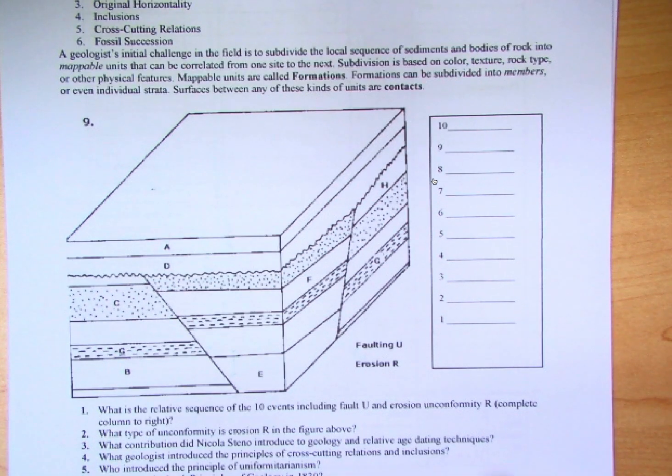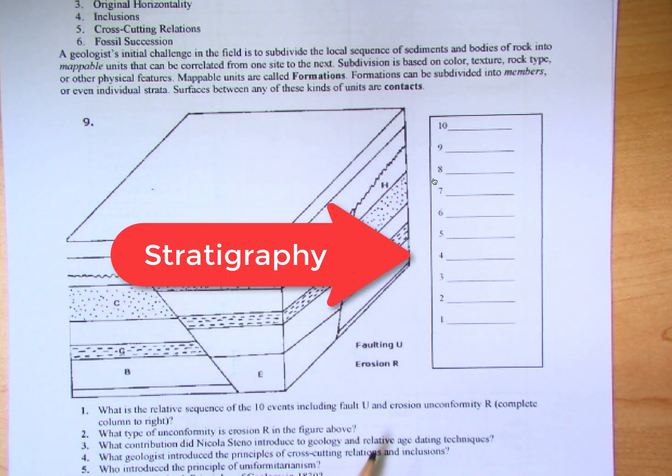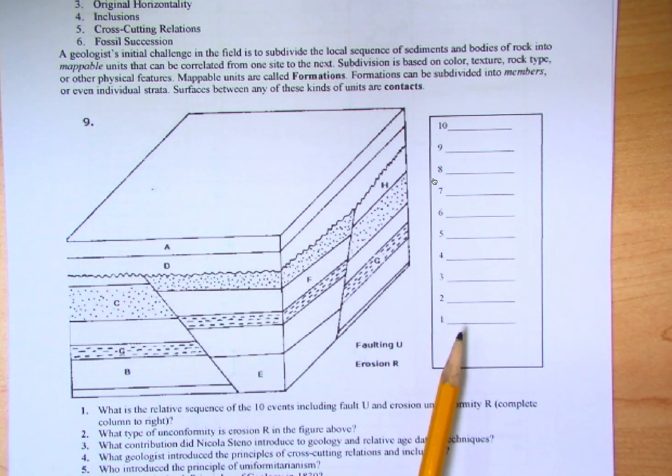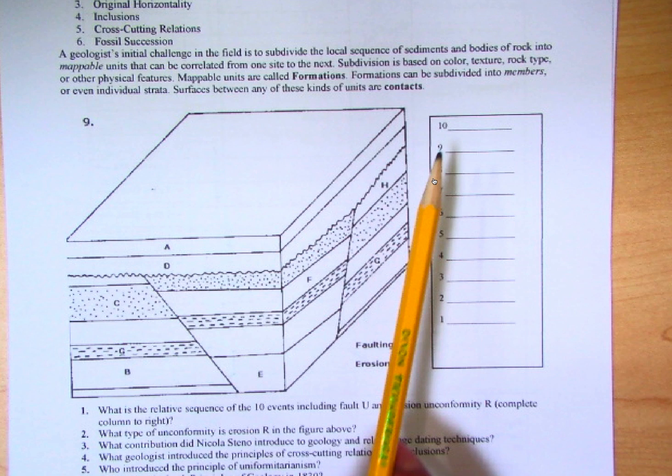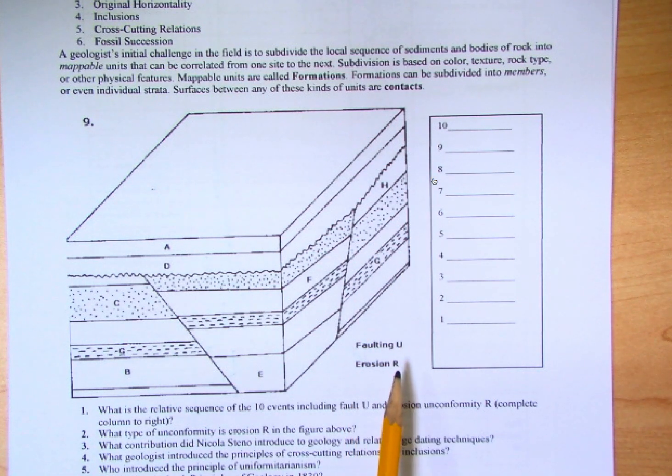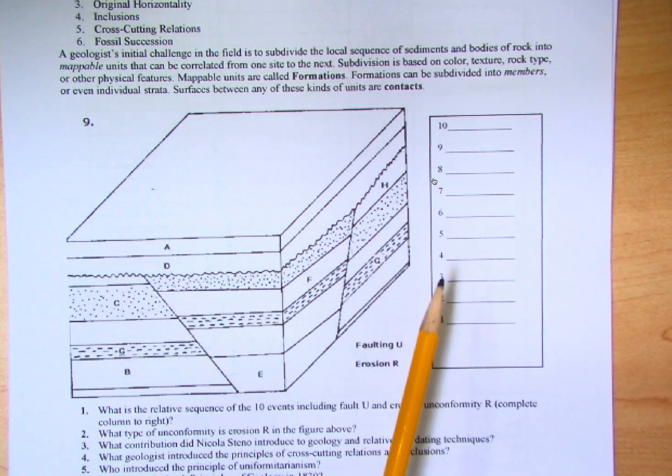So I call these geologic puzzles because your job is to figure out the sequence of events, the order of events, the stratigraphy, how the strata is graphed from oldest to youngest. So we have the oldest events, which is going to be number 1, and the young event is going to be number 10 up here. Now also this erosion R and faulting U, those are events. So we have to include those in our stratigraphy, our column here.